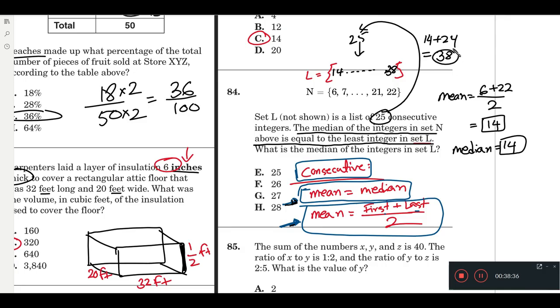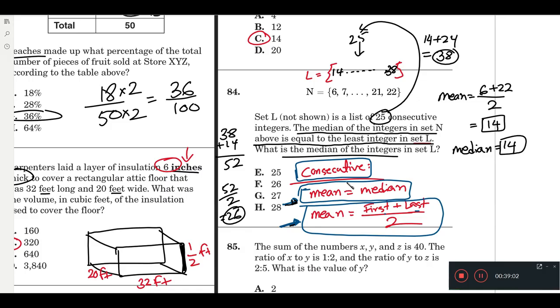Then what do we do to find the median of the set L? You would do 38 plus 14 divided by 2, right? Which is 52 divided by 2. Is it 52? Yeah, it's 52. And divided by 2, what do we get? It's 26. 26, that's it. You guys all get it?